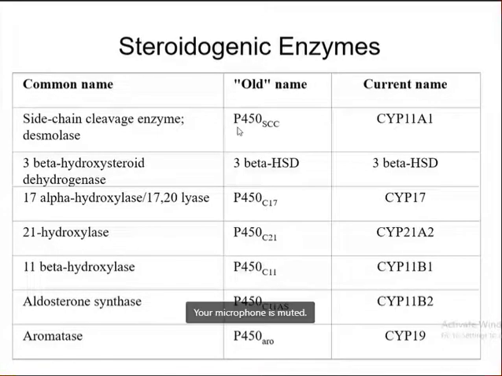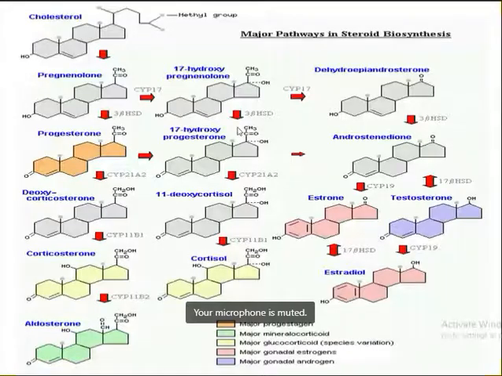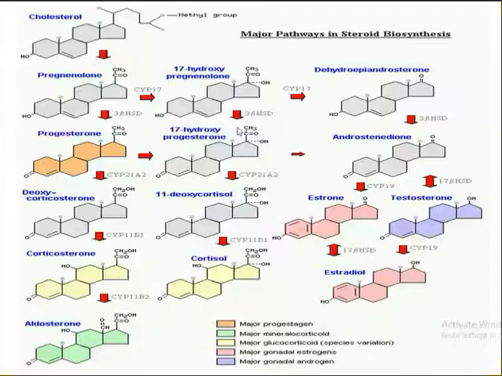Now this is the major pathway of steroidogenesis. Cholesterol, this is for pregnenolone alone. Now the same pathways, but in the previous lecture we were mainly concerned with aldosterone and cortisol. Now here we mainly concentrate on these sex hormones.